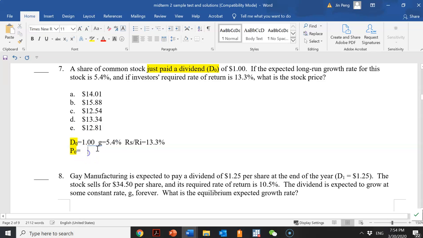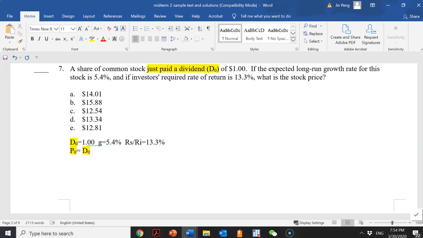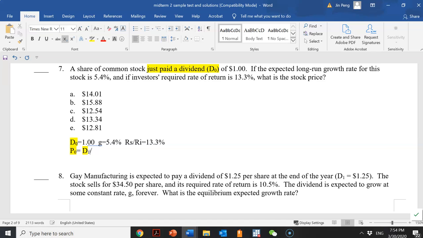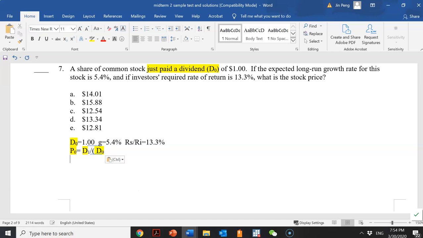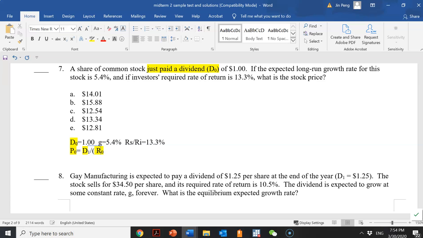P0, price today, can be calculated using our constant growth model, which is D1 over RS minus G. So our constant growth model tells us that P0 equals D1 over RS minus G. So we can just use 13.3% minus G, 5.4%, divided by D1.